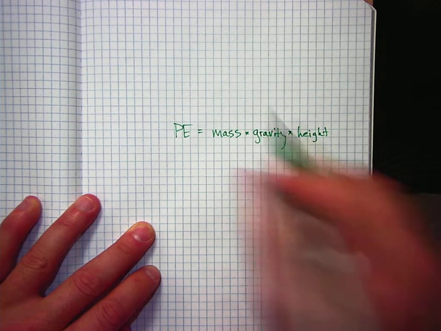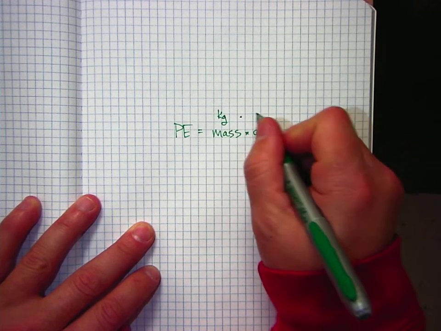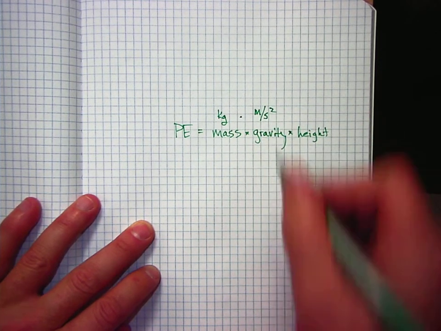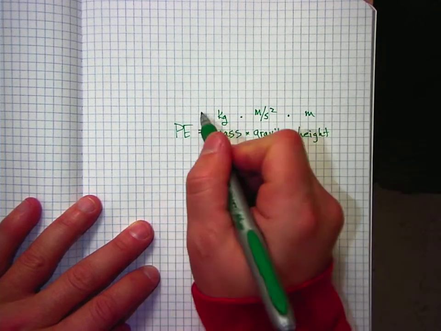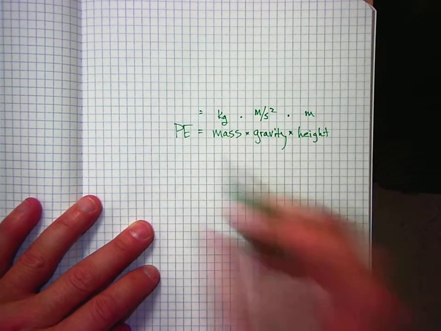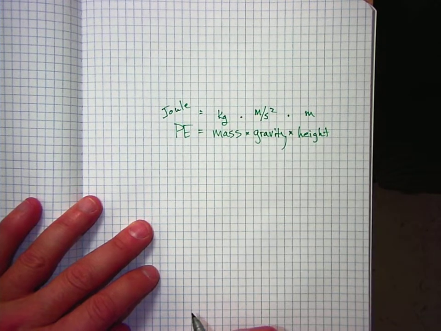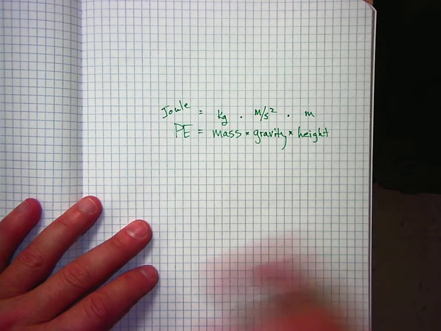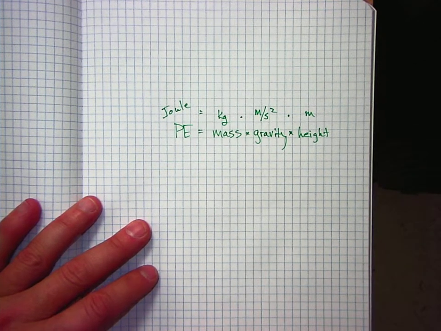The units involved for mass will be kilograms. As always for gravity, because it's an acceleration, will be meters per second squared. And height is meters. And because potential energy is an energy, that all comes out to be a joule. Very, very simple equation. There's no squaring, there's no halving, it's just taking three numbers and multiplying them together.